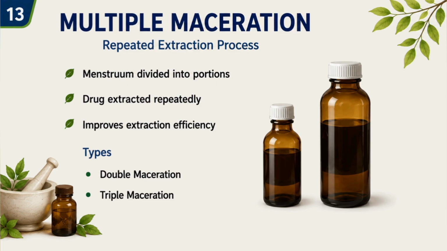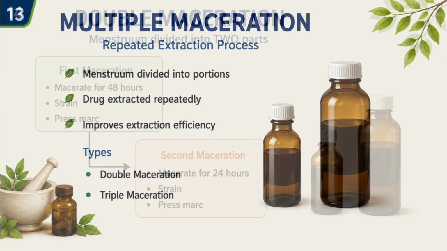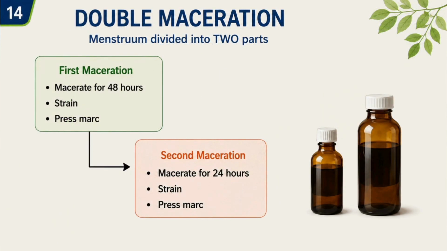The two important types are double maceration and triple maceration. First we will look at double maceration. In double maceration, the menstruum is divided into two portions. During the first maceration, the drug is kept with the first portion, usually for 48 hours. Then strain and press the marc. Now the marc is treated with the second portion of the menstruum. Macerate for approximately 24 hours.